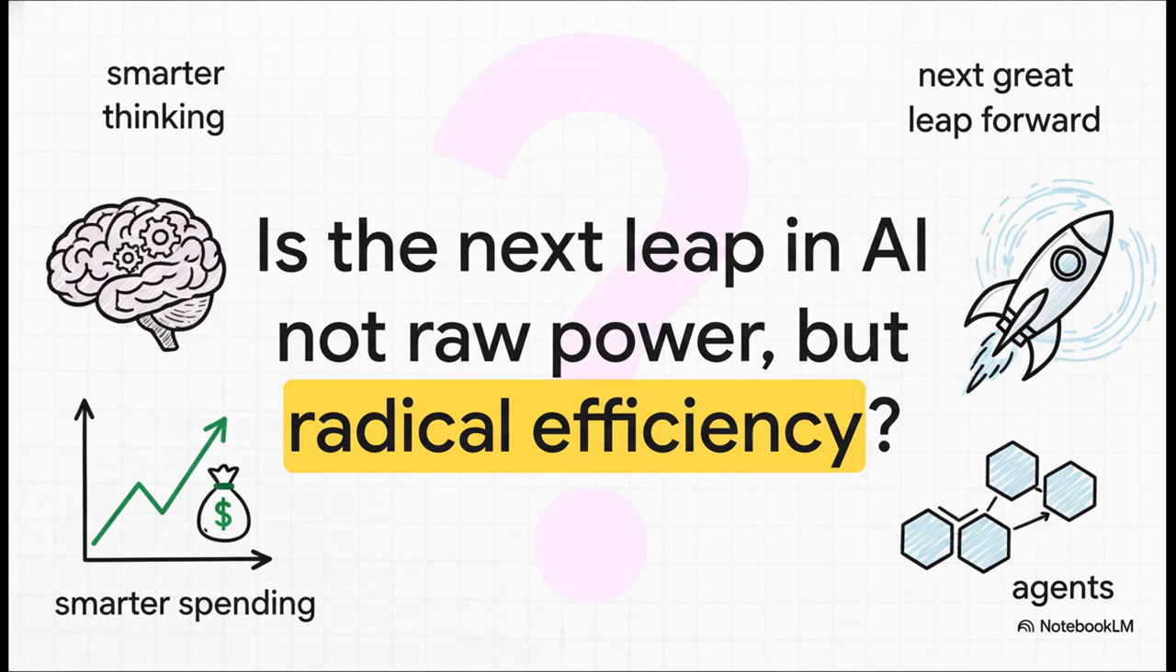And that really leaves us with one final big question to chew on. As we keep building these incredibly powerful agents, maybe the next big leap forward isn't just about raw intelligence. Maybe it's about something else entirely. Radical efficiency. Maybe the smartest AI isn't the one that knows the most, but the one that knows how to spend the least. Think about that.